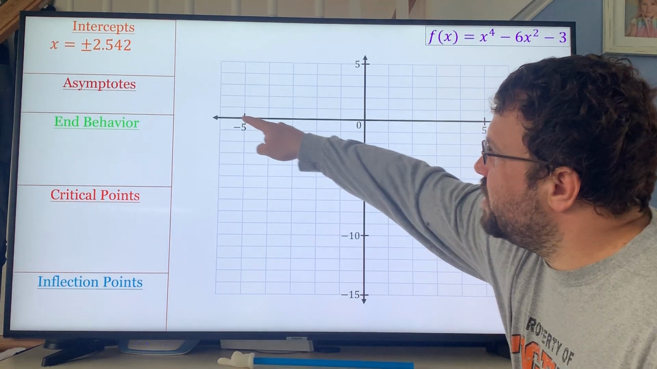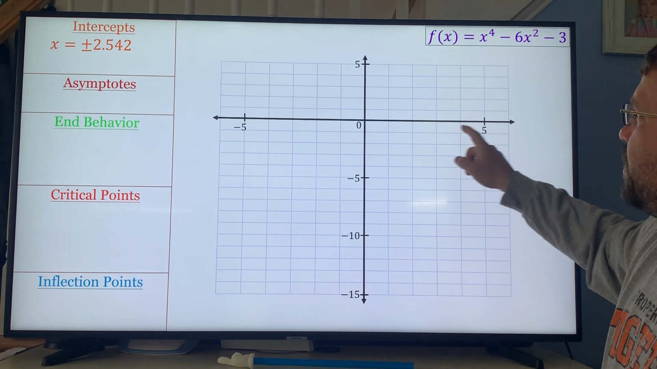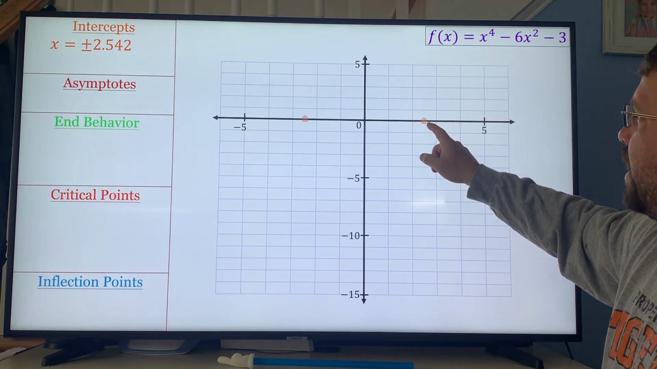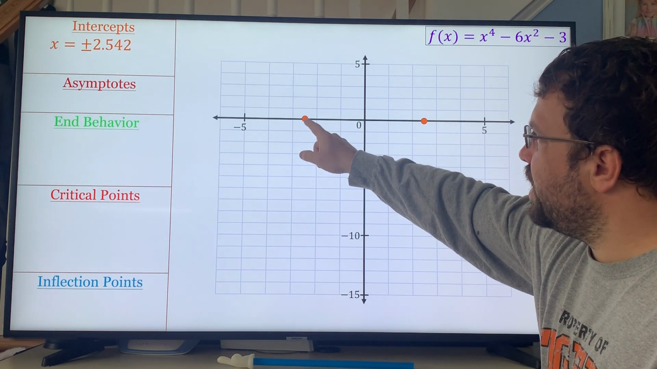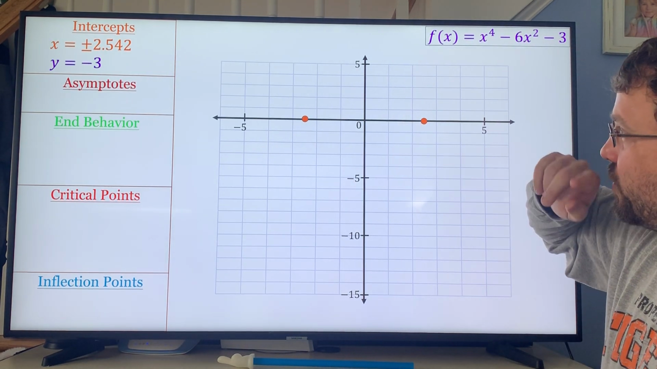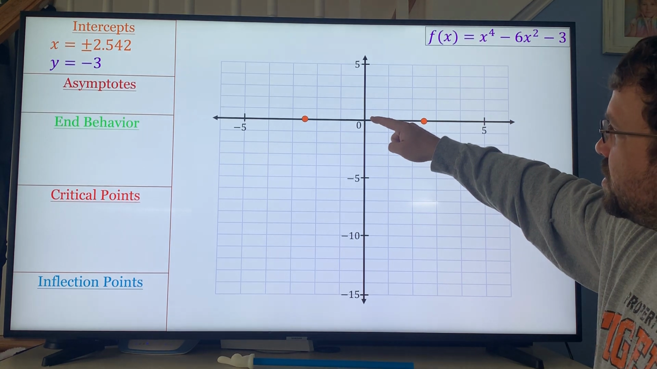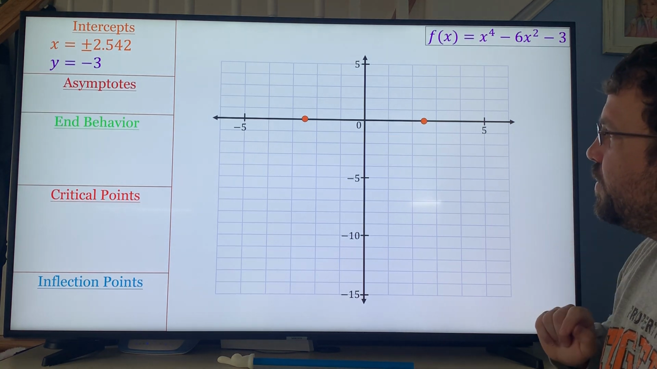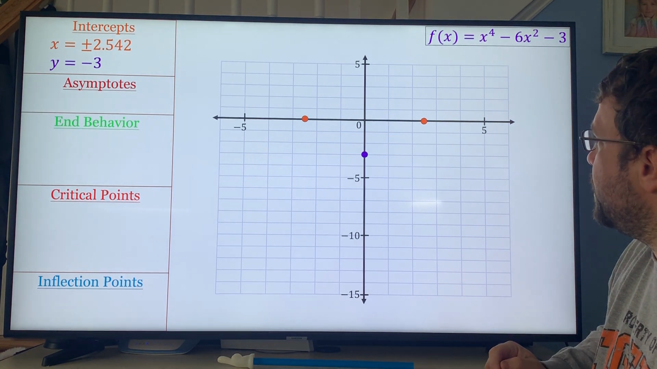So the x-intercepts go in this graph. Since this all goes up by 1s, 1, 2, and about a half is here. 1, 2, and about a negative half is over there. All right. Now our y-intercept, we found before to be negative 3. So since all these go by 1s, 1, 2, 3, you put our y-intercept on the graph right here.